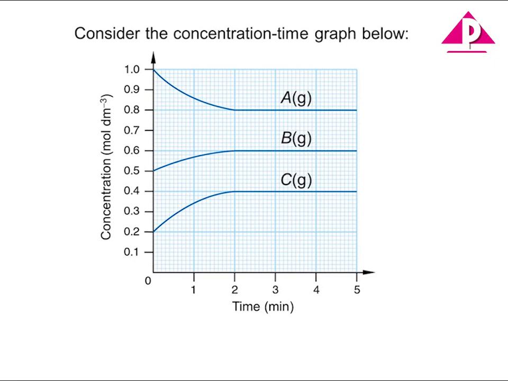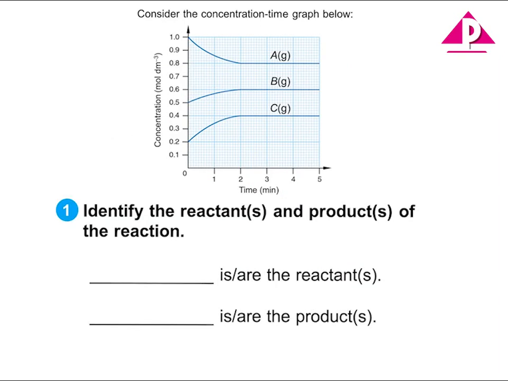From the concentration time graph, we can know the variation in concentrations of all the species involved in the reaction with time. In this reaction, 3 species, A, B, and C, are involved. First, identify the reactants and products of the reaction. From the graph, the concentration of A decreases with time. Therefore, it is the reactant of the reaction.